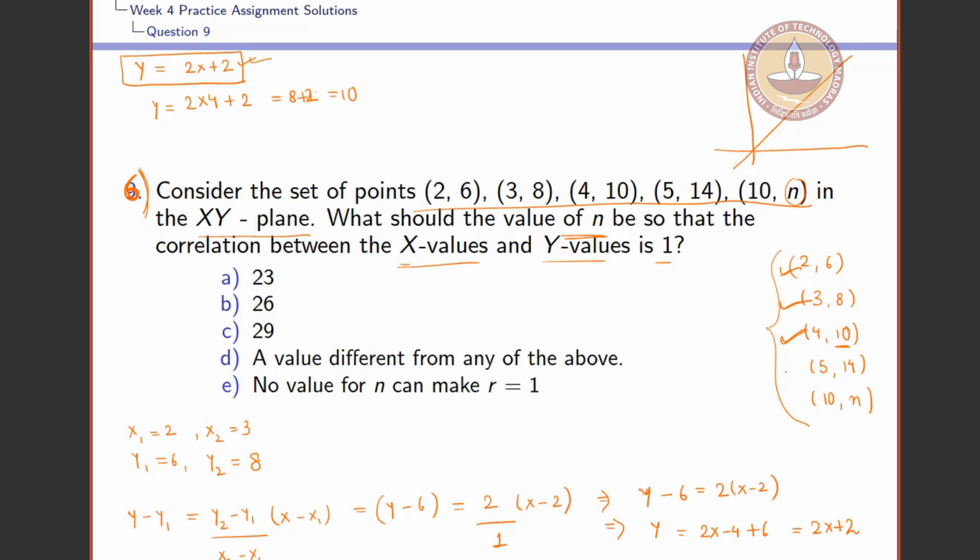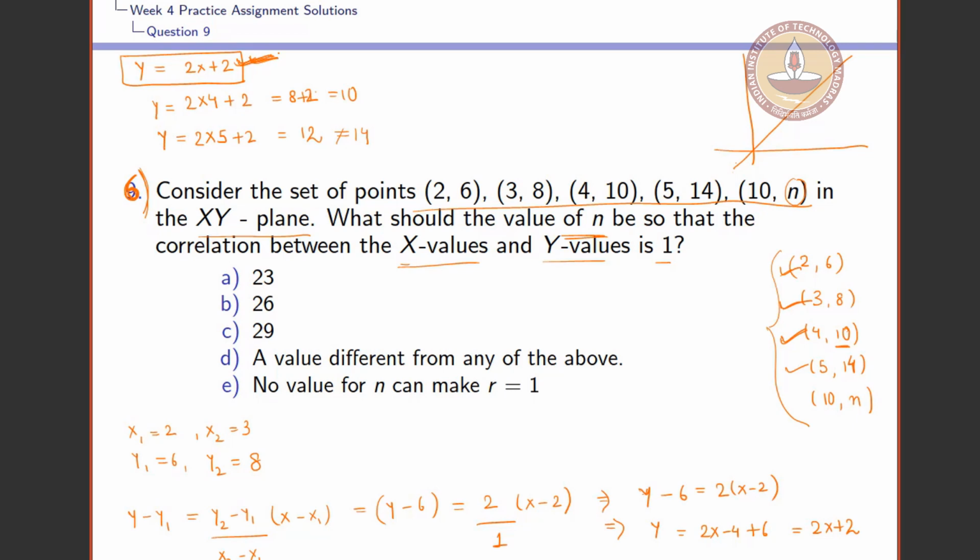Let's check the other point, that is (5, 14). So y is equal to 2 into 5 plus 2. 5 into 2 is 10 plus 2 is 12. So this 12 is not equal to 14. So this point will not lie on this line. So as we can see, there is one point in our set of points which is not falling on this linear equation.